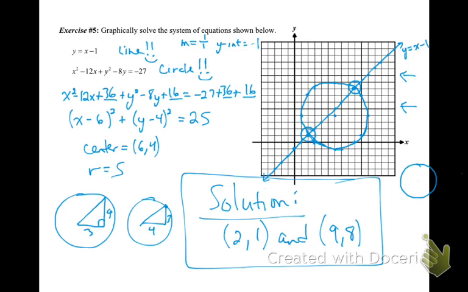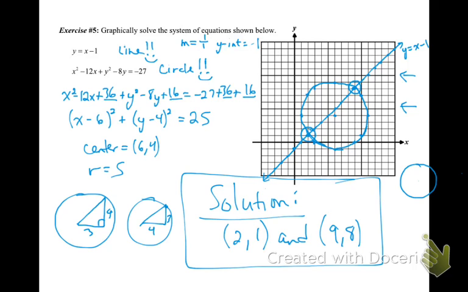Now because we saw this graphically, there's no real need to check the original equations to make sure they both work. But if you look at the line, x minus 1, 2 minus 1 gives us 1, and 9 minus 1 gives me 8. And if I were to plug into the equation of the circle, they will both work as well and give me negative 27. So there's your solution to this system of equations. Pause the video now and write down anything you need to before moving on.